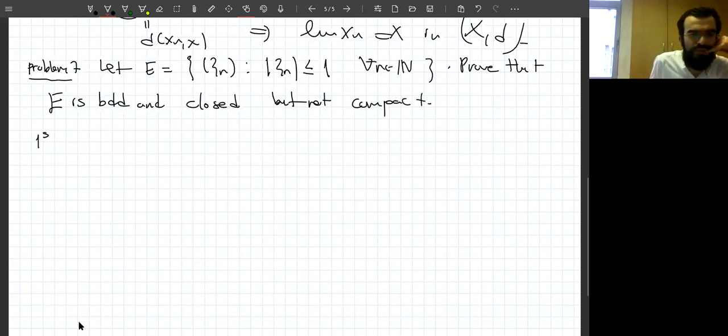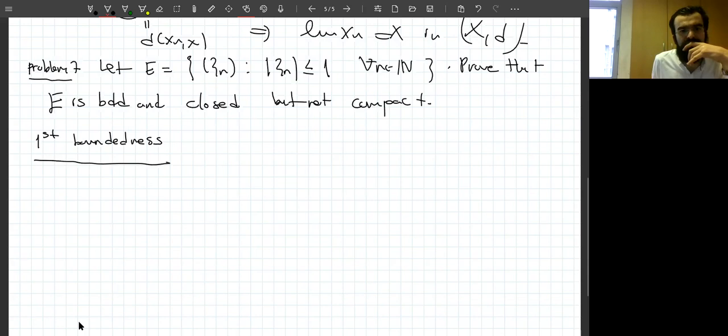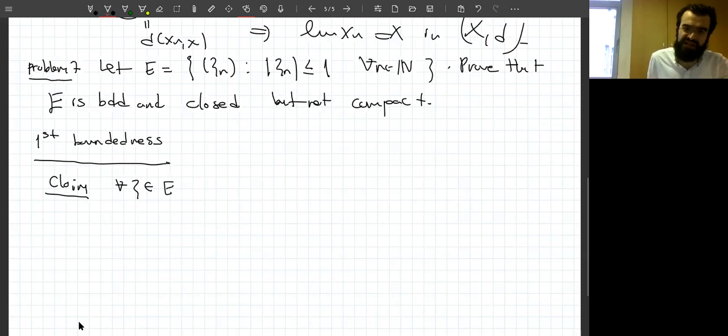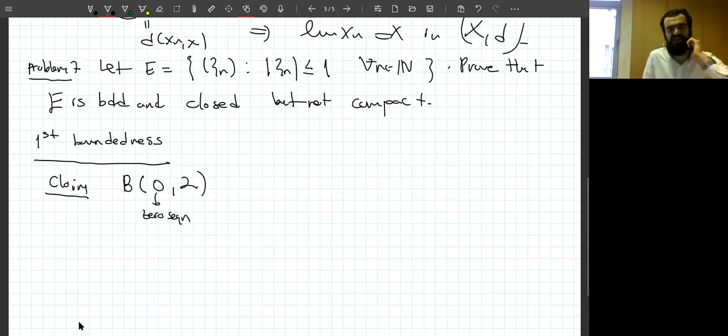Now first, bounded. Clear. For all psi in E, let's say it is psi, and in fact, the ball is around the zero sequence, radius 2. The zero sequence is the constant sequence, all elements are 0. It contains our E.